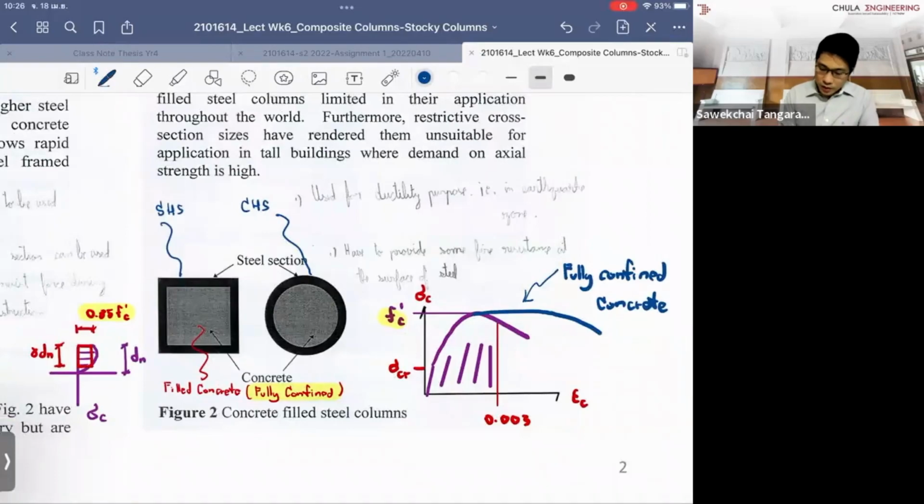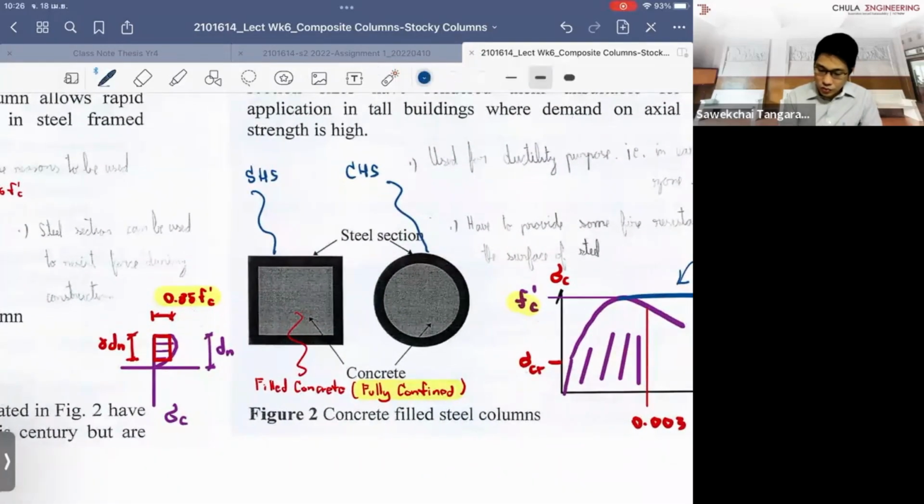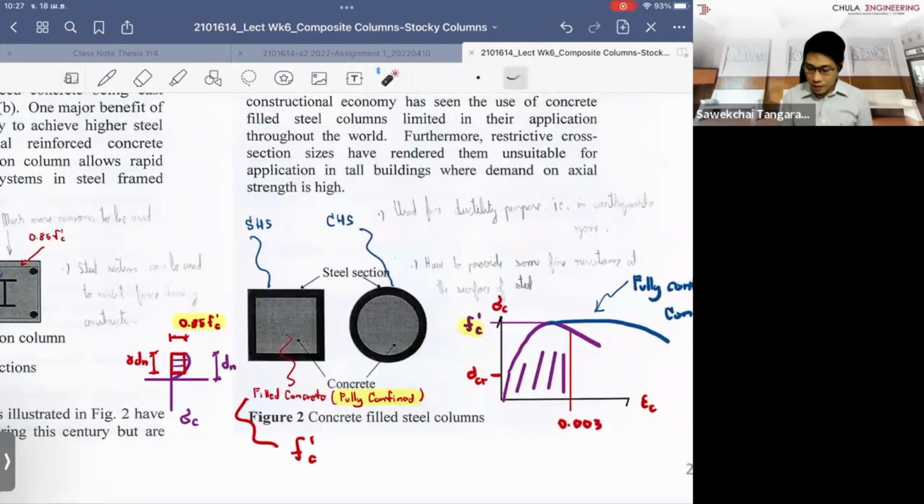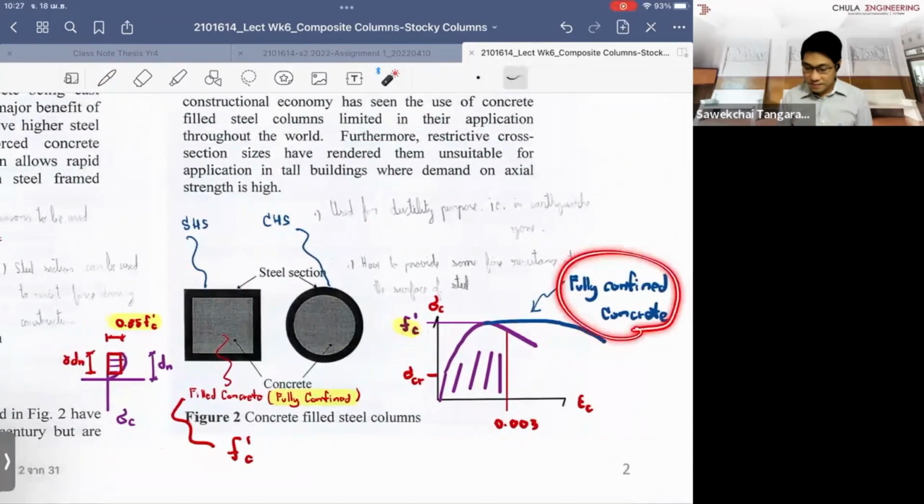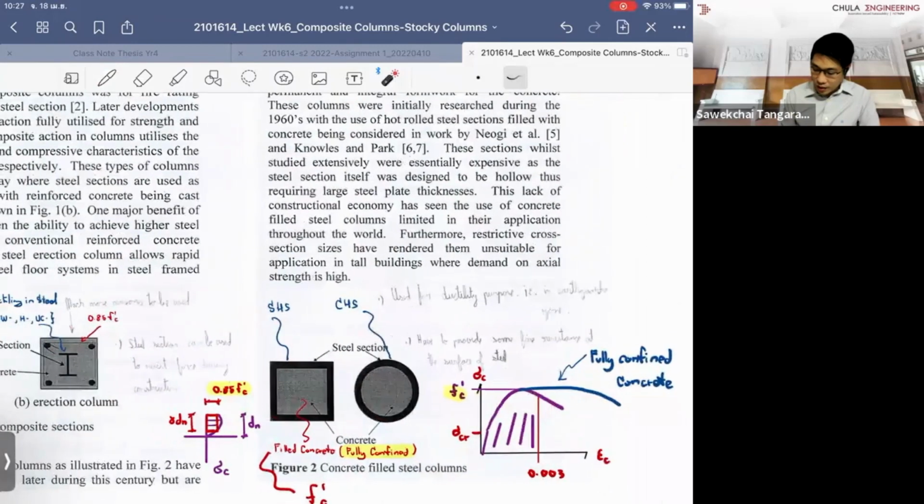And if you have this property, the code allows you to use the concrete strength. When it's fully confined, they allow you to use the full strength, which is F prime C. So you use 100%, right, due to the confinement effects. Okay. But when we do the calculation, we still do not allow the concrete to go above 0.003.